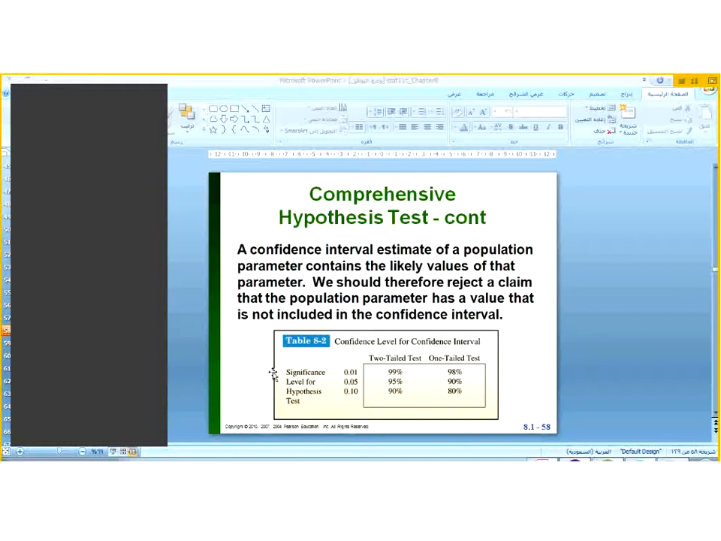So كيف نتعامل مع ال comprehensive hypothesis اللي هي باستخدام ال confidence level and a confidence interval estimated population parameter. It contains the likely values of that parameter, and we should therefore reject a claim that the population parameter has a value that is not included in the confidence interval as we said. إذا الانترفال تبعي doesn't contain the value, so I will reject the null hypothesis, otherwise I will fail to reject it.